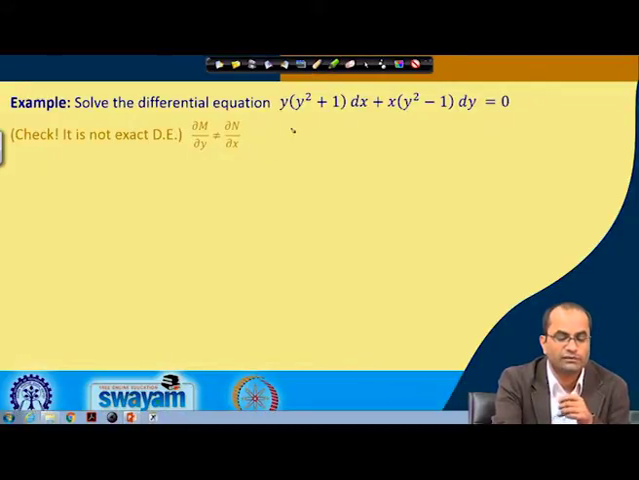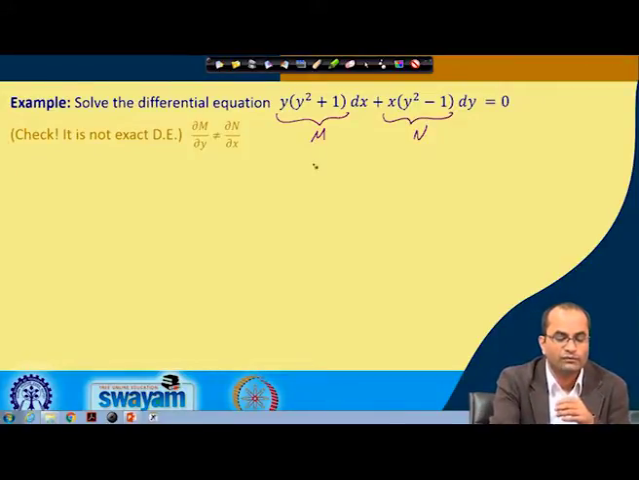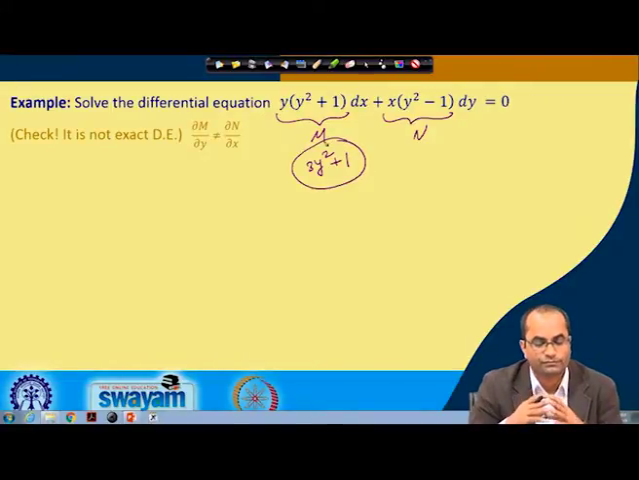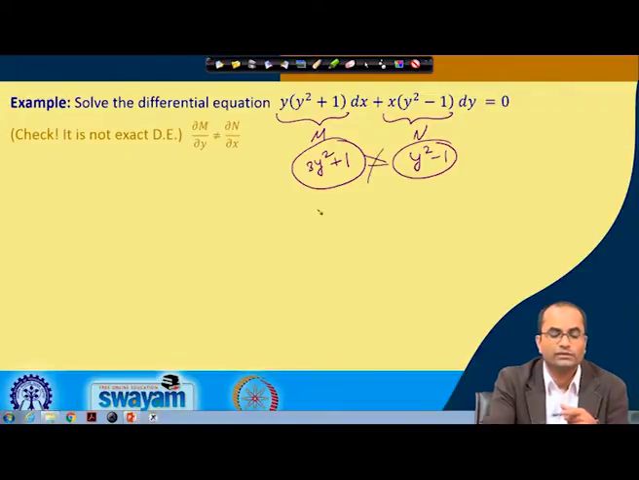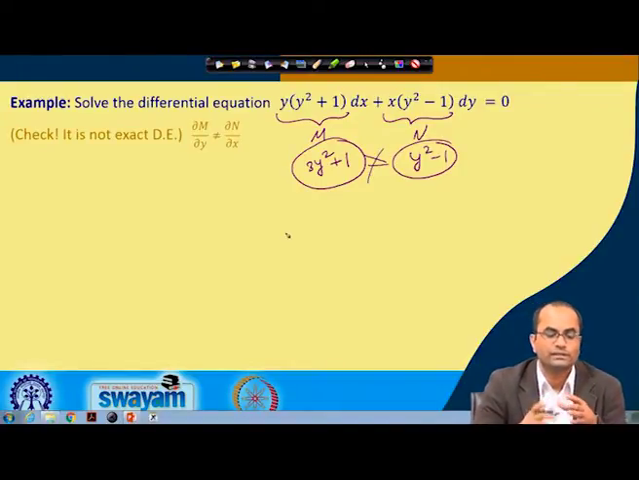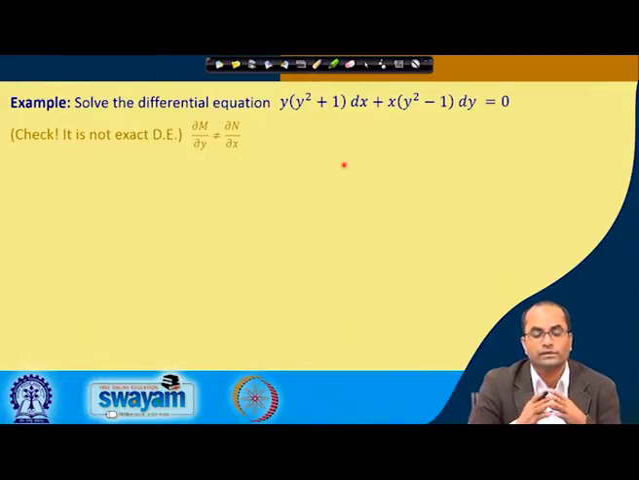So, what is ∂M/∂y here? Here we have M dx + N dy. ∂M/∂y will be, this is y³ + y, so 3y² + 1, that is the derivative of M with respect to y, and the derivative of N with respect to x will be y² − 1. So, they are not equal, of course. So, this equation given in this form is not an exact differential equation.